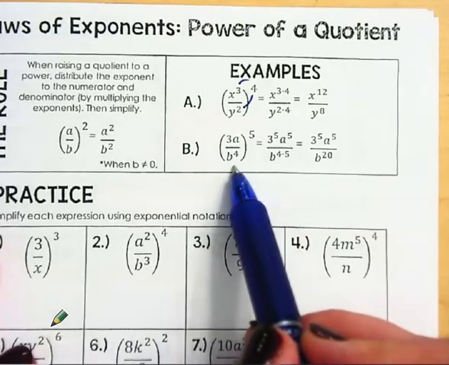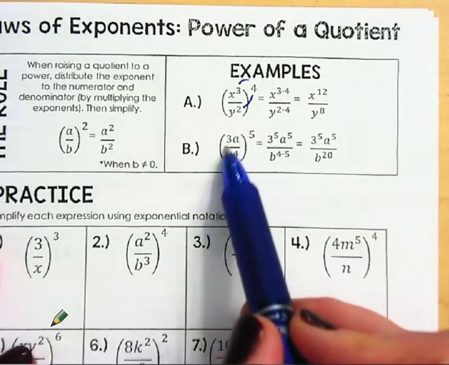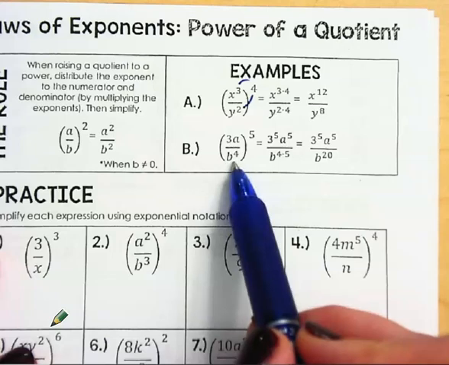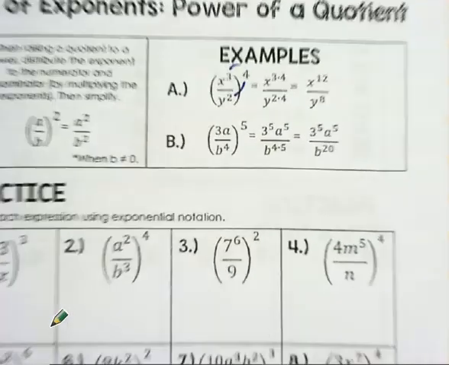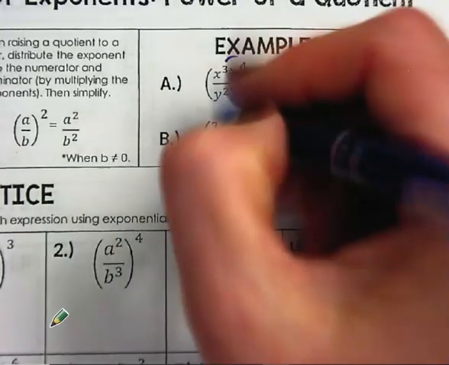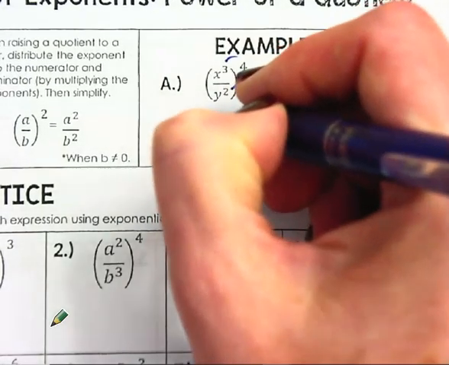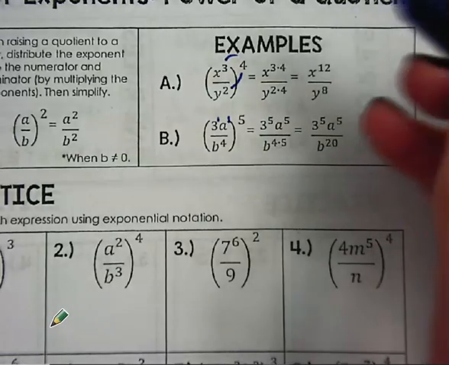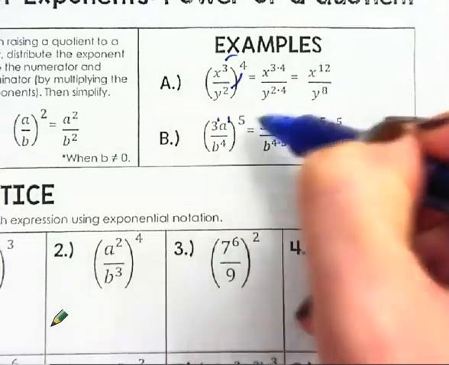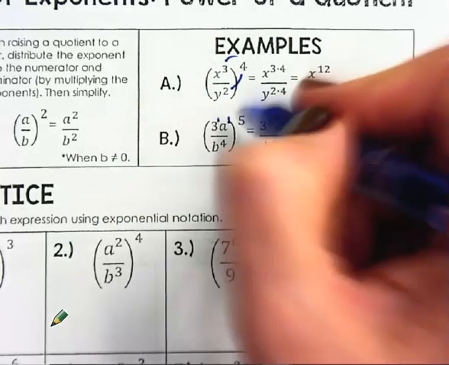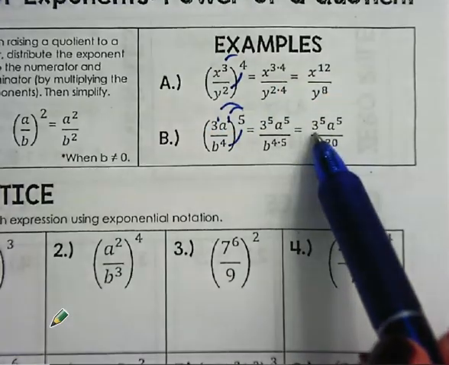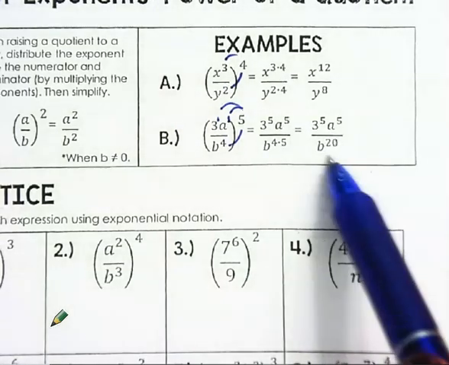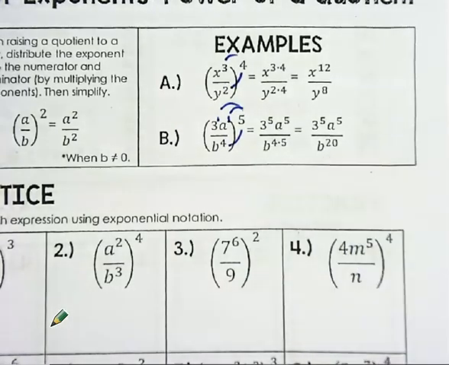In the second example, we have 3 different bases. We have the 3, the a, and the b. The 3 and the a look like they don't have an exponent, but we understand that there's a 1 there. And we're still going to multiply every exponent inside by the exponent on the outside. So that will give me 3 to the 5th, a to the 5th, and then b to the 20.